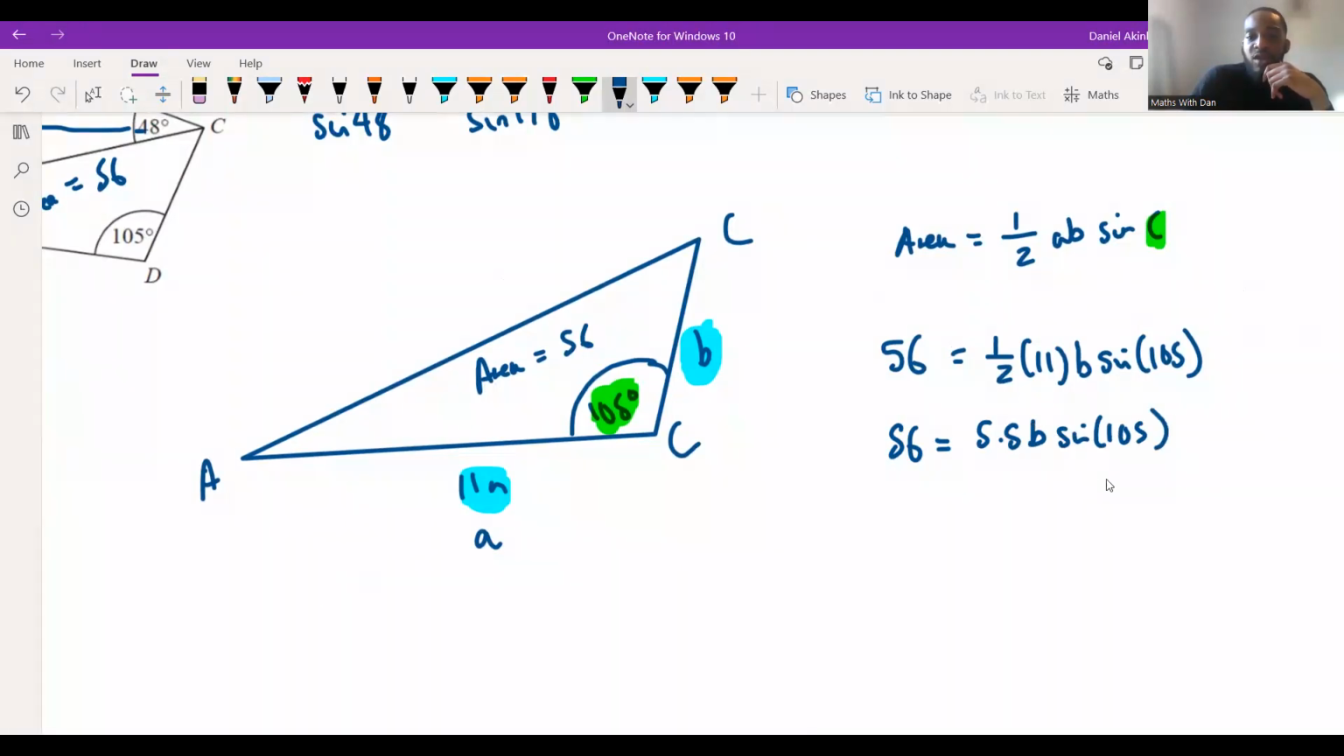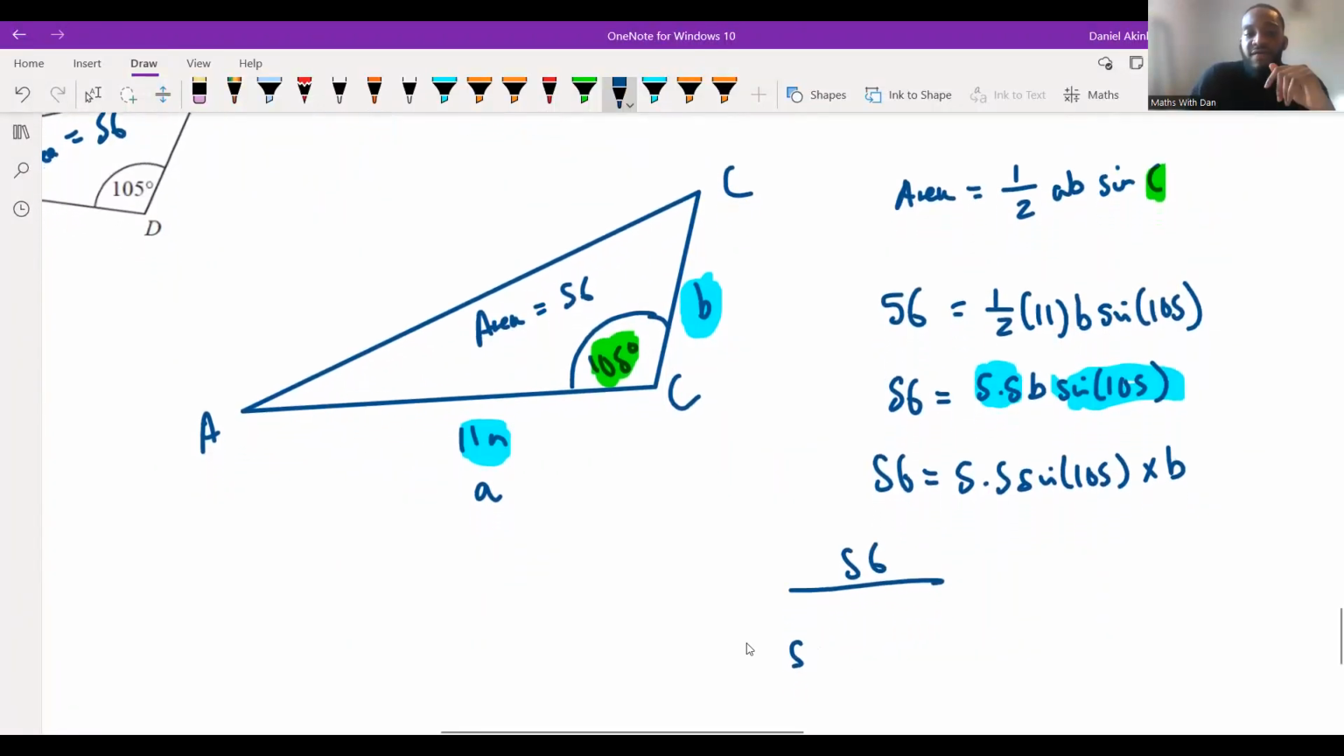Because I want to get b on its own, I can work this out and this out, so I can bring these two together and just divide. It'll be like this: 56 is equal to 5.5 sine 105 times b, because this is just a number times b. Then I can divide both sides by that to give me what b is. So 5.5 sine 105, this is equal to b.